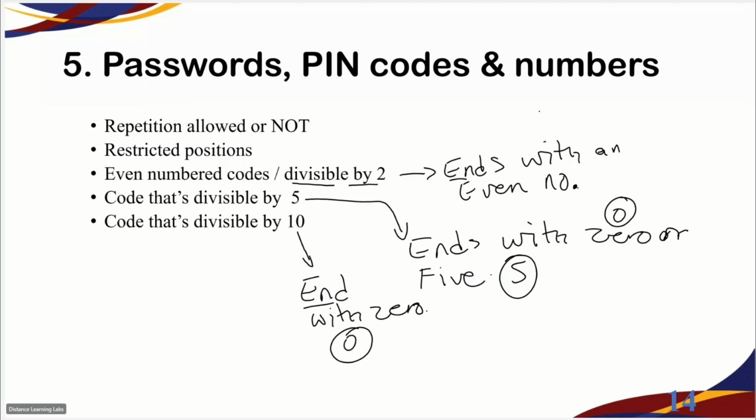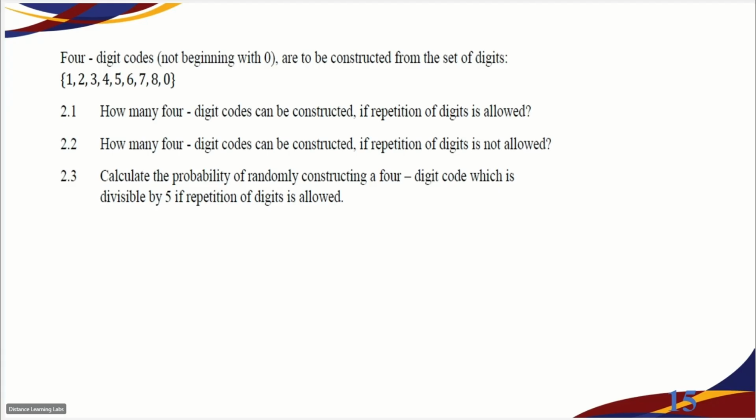A code greater than 500, a code less than 600. If a code is a 3-digit code that is less than 600, that code cannot start with 7, 8, or 9, because any 3-digit number starting with those would be greater than 600. So on the restrictions under passwords, PIN codes, and numbers, the first position can be restricted using the words greater than or less than. The last position can be restricted using the words divisible by 2, divisible by 5, divisible by 10, or even saying the code ends with a 9, where there is only one number that can occupy that. Now, having said that, let's check the examples that we have.